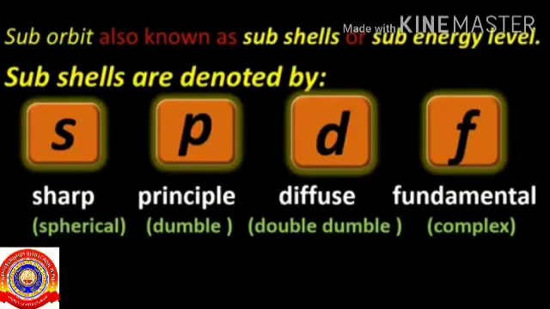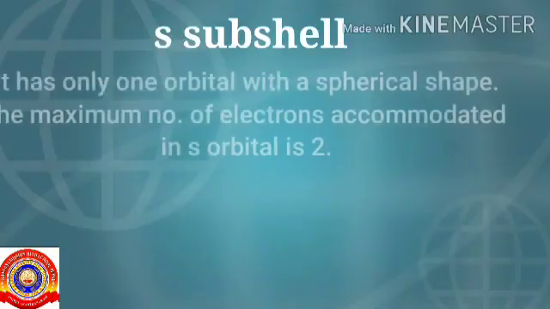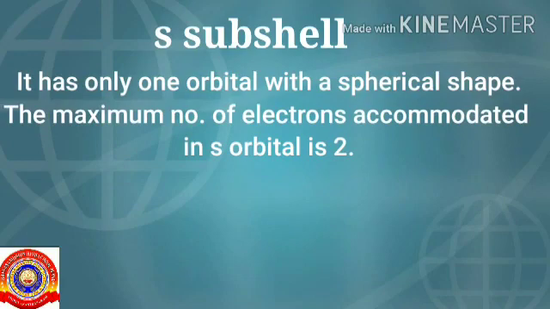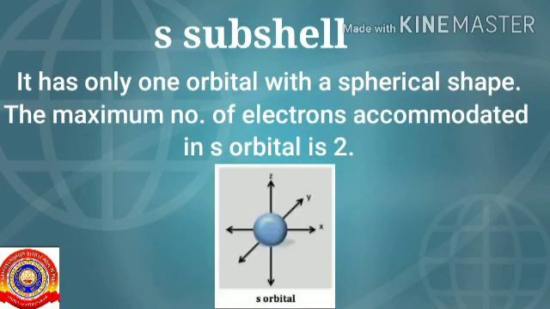These subshells are named as s, p, d and f. s for sharp, p for principal, d for diffuse and f for fundamental. First one is s subshell. s subshell has only one orbital and it is spherical in shape. So the maximum number of electrons accommodated in the s orbital is 2.